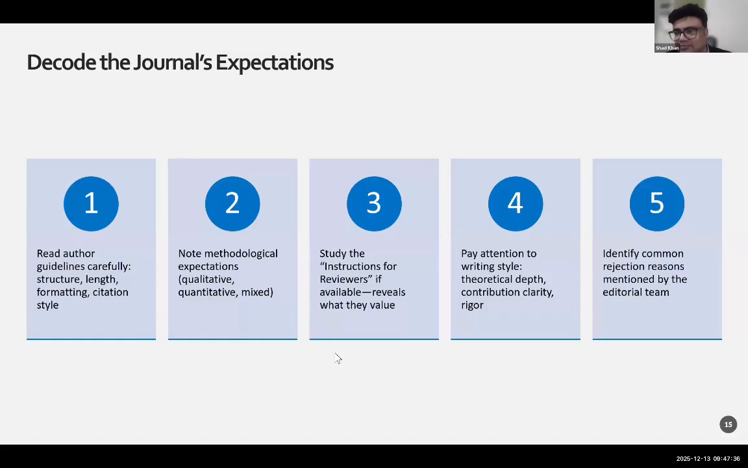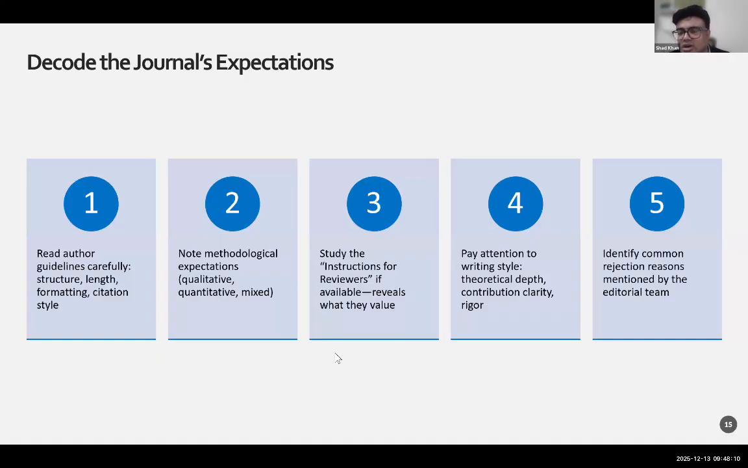The first thing is to read the author guidelines very carefully. What is the structure? What is the length? What is the formatting? What is the citation style? Do I know the citation style or not? Many of us are overly dependent on citation or reference management tools like Mendeley or Citavi, etc. Many times they are not as per the requirement of the journal, and there are high chances that just because we have not followed the journal's requirements, our paper might get rejected.